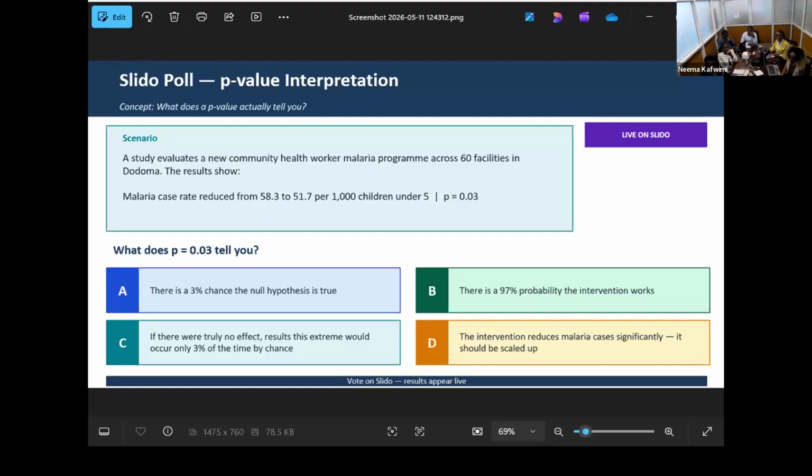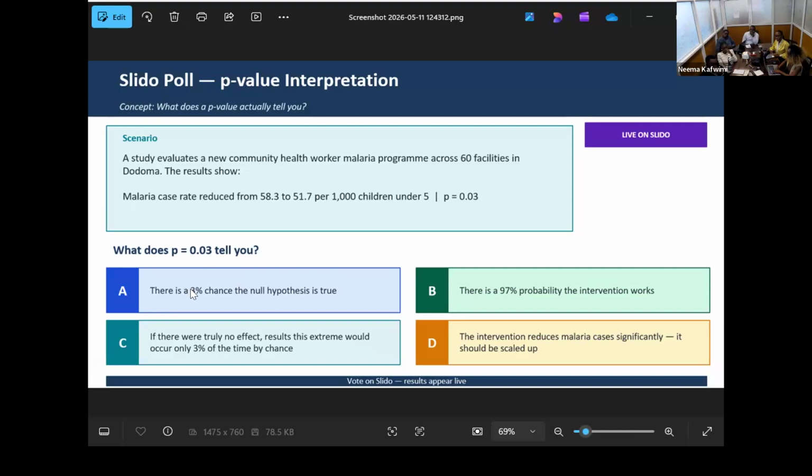Yeah, we had a bit of a technical issue, but what I was previously saying, I was trying to emphasize the p-value interpretation. So I'll take you quickly through it. A study evaluates a new community health worker malaria program across 60 facilities in Dodoma. The results show that malaria case rate reduced from 58 to 51 per thousand children under 5, with a p-value of 0.03. So in this context, what does a p-value of 0.03 tell you?